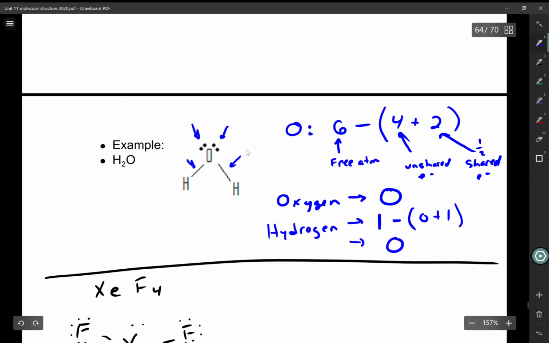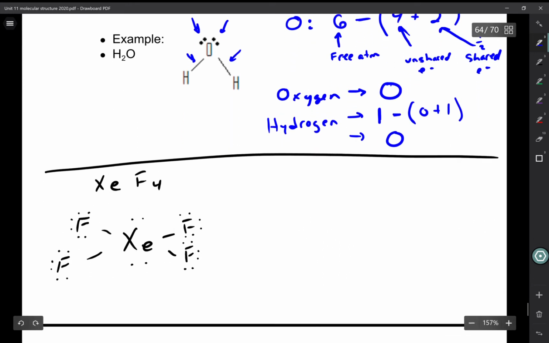Now, overall charge for H2O is 0. Well, 0 for oxygen, 0 for hydrogen, 0 for hydrogen, they all add up to 0. So that's how you figure out the formal charge of atoms. All right, so we'll try another one. Xenon tetrafluoride.